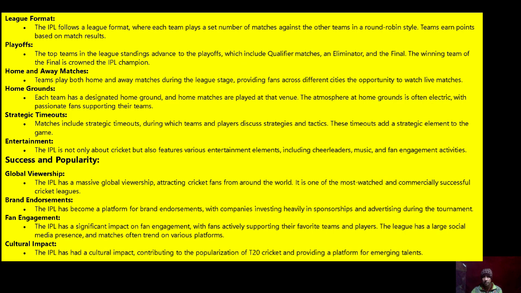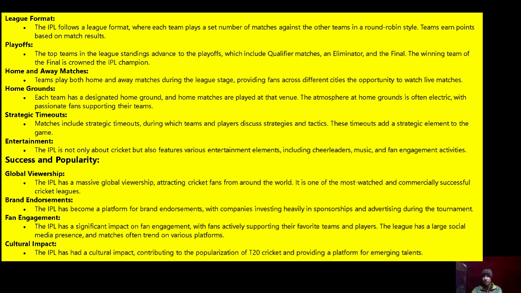The next point in preparation is fitness and conditioning. This requires firstly strength and endurance training. Cricket requires physical fitness and endurance, so include strength training, cardio workouts, and agility drills in your fitness routine. And next is injury prevention. Work on injury prevention exercises and rehabilitation to ensure you are physically prepared for the demands of international cricket.